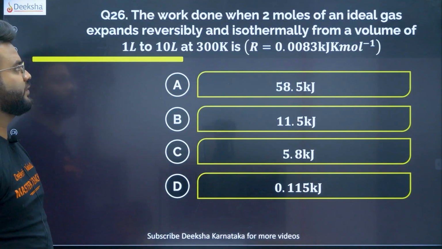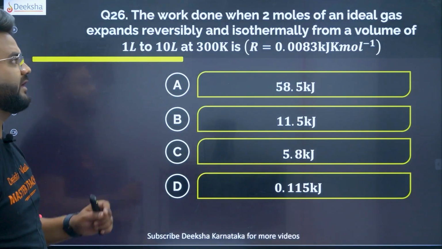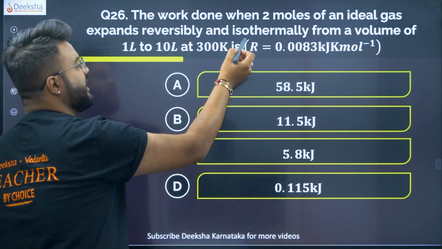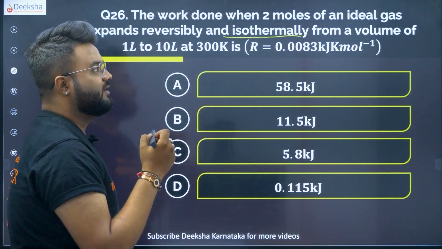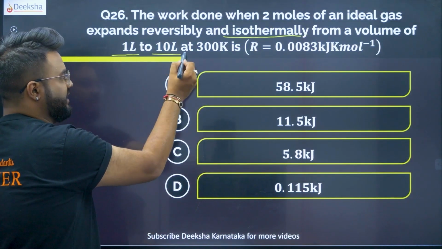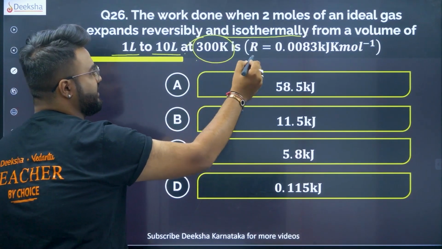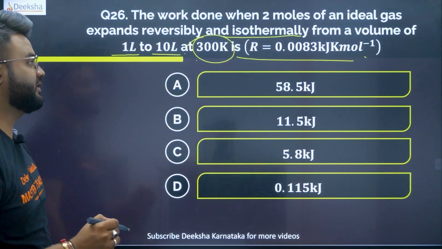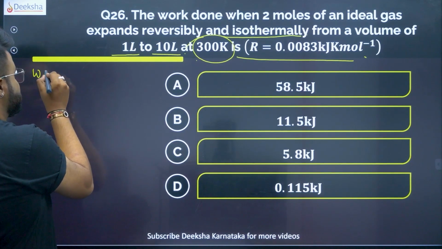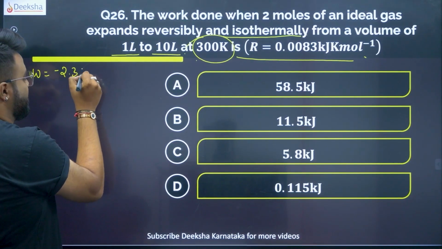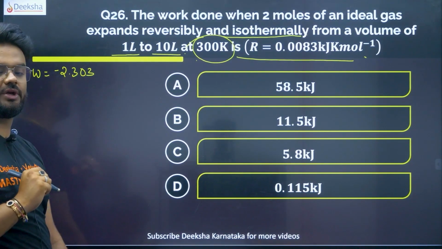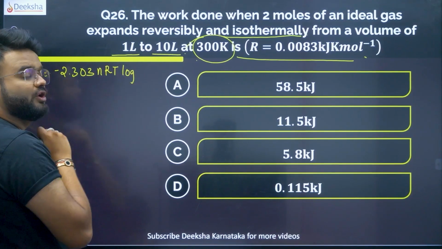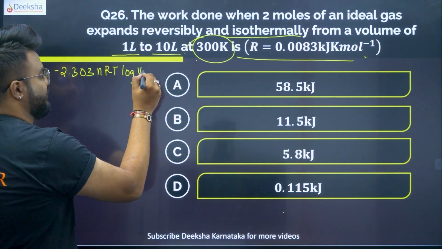Now coming back to the 26th question. The work done when 2 moles of ideal gas expand reversibly and isothermally from a volume of 1 liter to 10 liters at 300 Kelvin, where they have given the R value also. Then what is the work done formula we use? Work done is equal to minus 2.303 nRT log of V2 divided by V1.